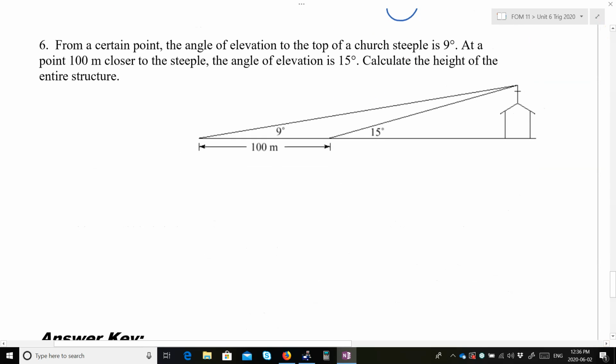And number 6, from a certain point, the angle of elevation to the top of a church steeple is 9 degrees. At a point 100 meters closer to the steeple, the angle of elevation is 15 degrees. Calculate the height of the entire structure.